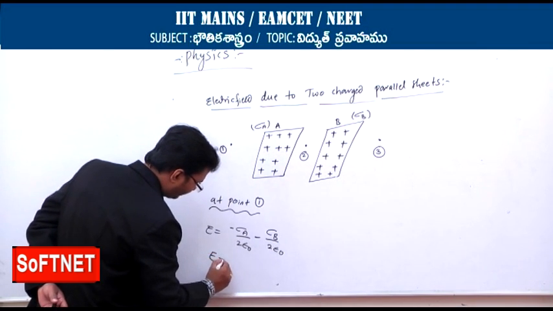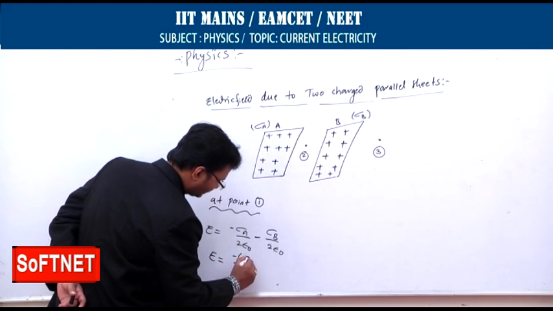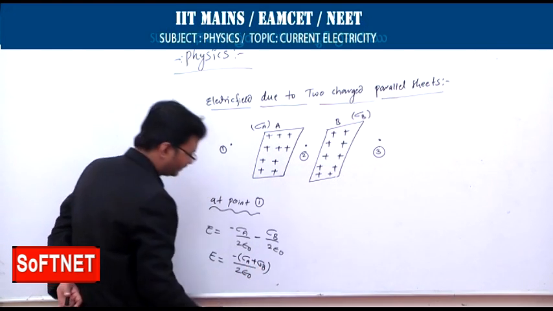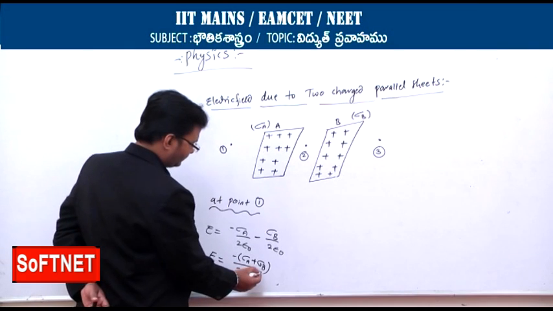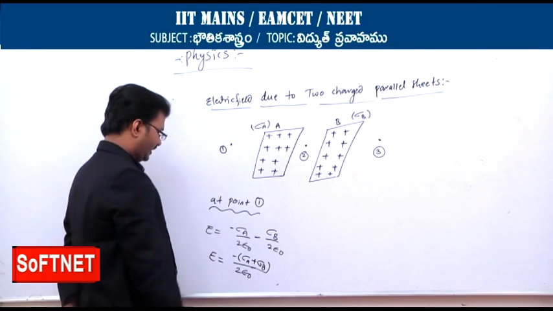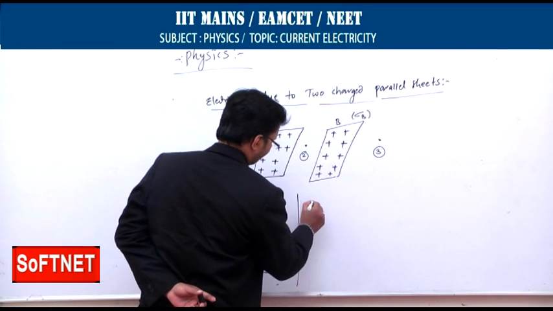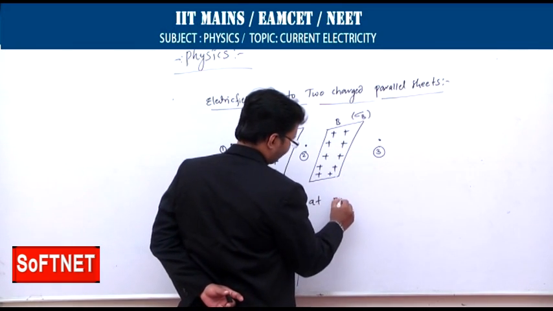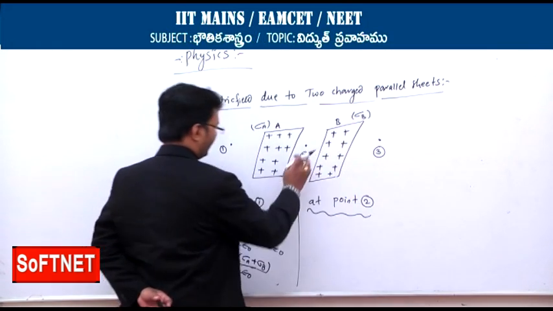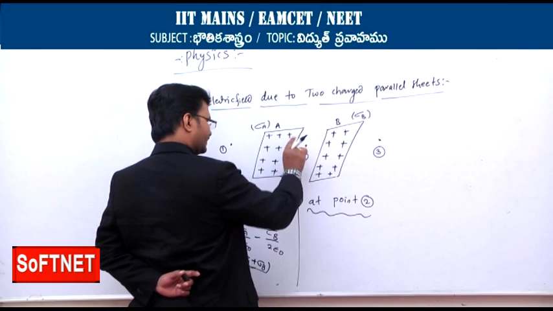Now, what is the total electric field intensity? E is equal to minus sigma A plus sigma B by 2 epsilon naught. This is the electric field intensity due to this sheet and this sheet at point 1 in region 1. Next, at point 2 we discuss here. This point is on the right side of this sheet and the left side of this sheet.